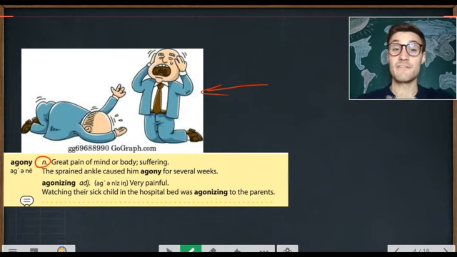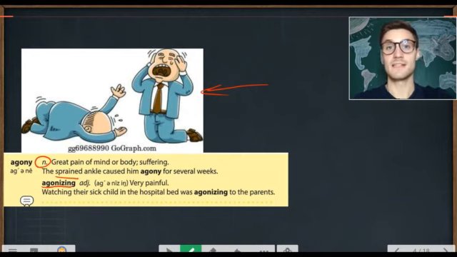So you can be very sad, then you're in agony, or you can be in a great deal of pain. When I had my operation, I was in agony, you could say. The sprained ankle caused him agony for several weeks.